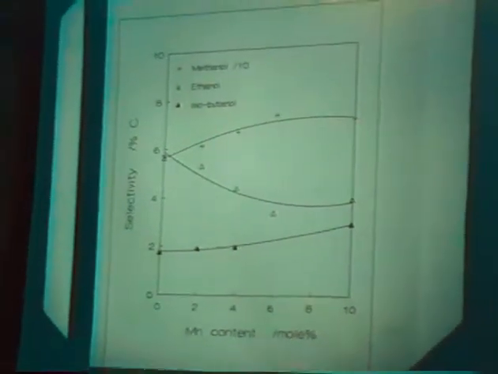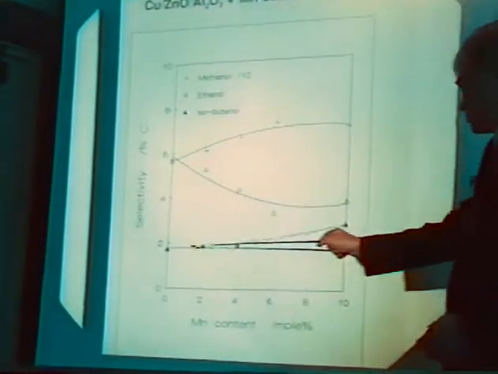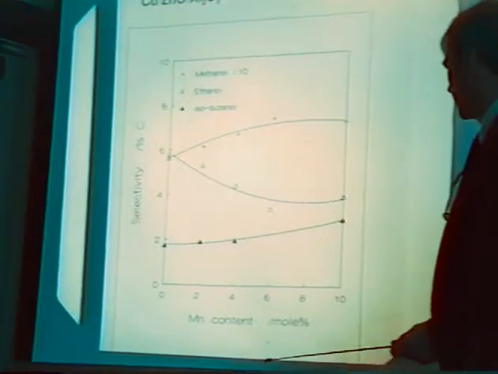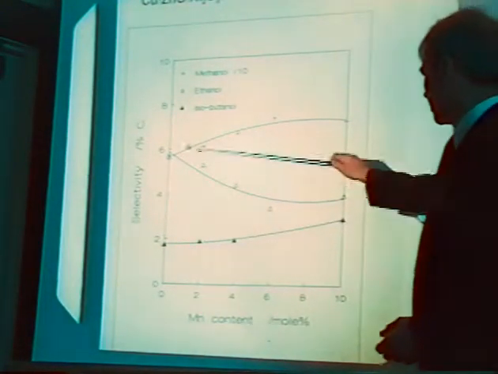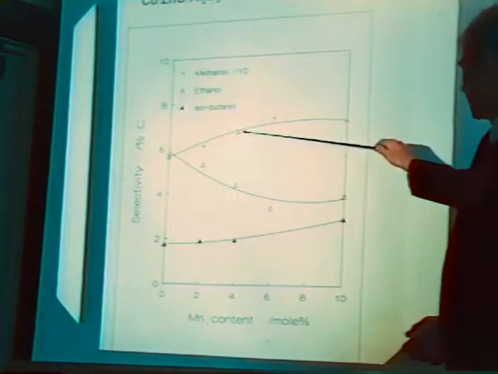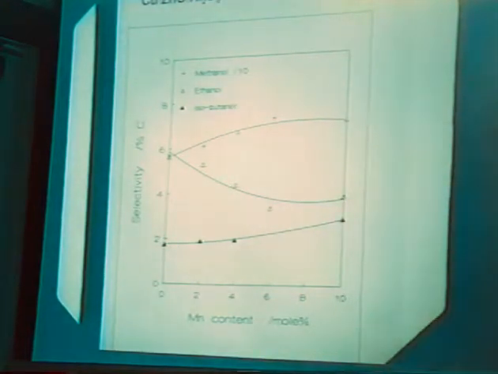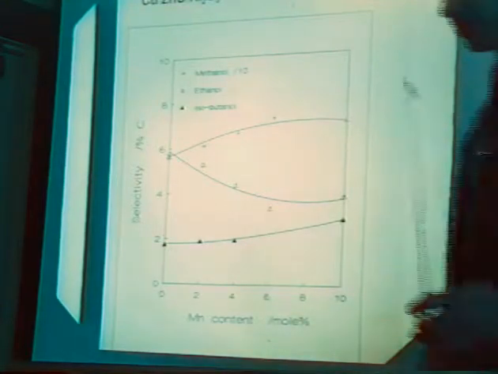When we add the additive, the manganese oxide, to the catalyst, you'll see that the isobutanol goes up slightly with manganese content. The ethanol content comes down, and the methanol content goes up, so that we have actually had some quite considerable effect on the selectivity of the catalyst.